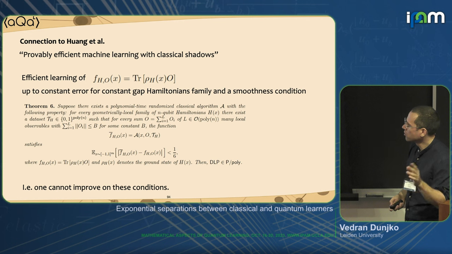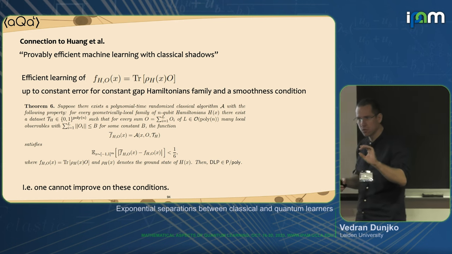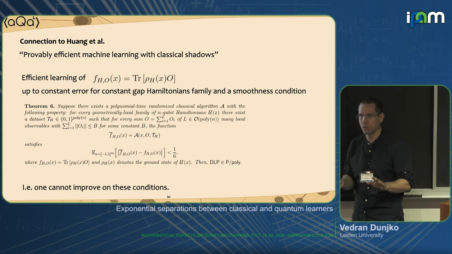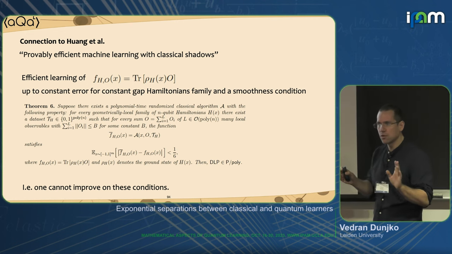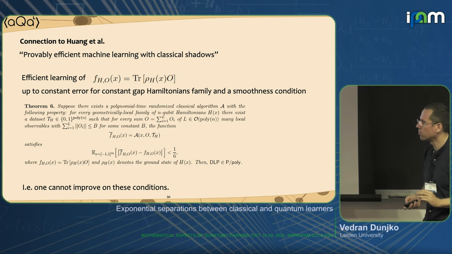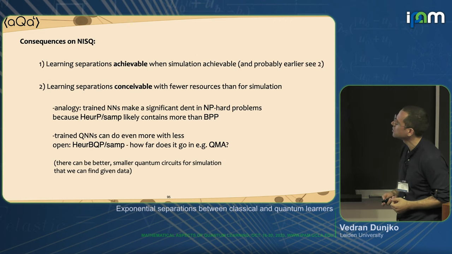Connection to Huang et al.: we also explain in the paper why their learning algorithm only works if the gap is constant, which is an assumption. It feels like a technical assumption, but it turns out it's critical. If you make it less than constant, then their proof cannot go through without violating complexity theory. So it kind of clicks. Details matter, I guess, is what I want to say.